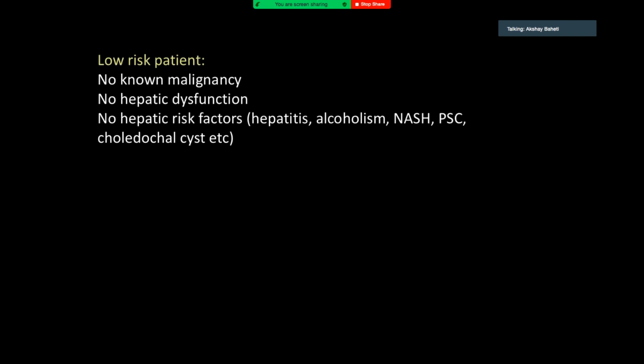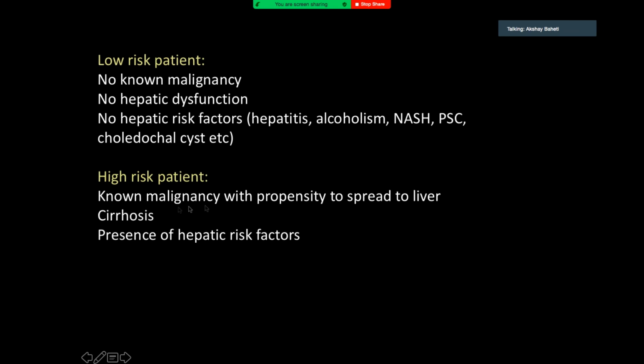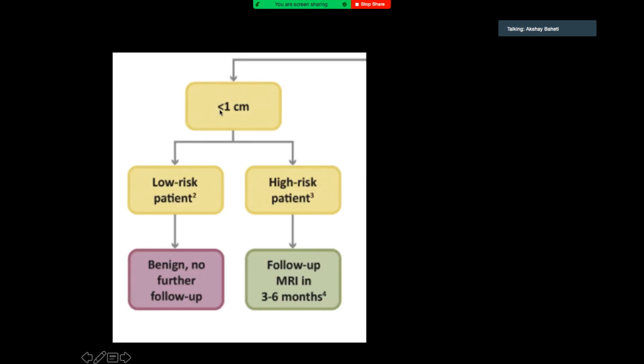There are some guidelines by ACR on how to manage incidentalomas, meaning in a normal patient. Not something you see in Tata, but outside, a normal patient. They say there's low risk or high risk. Low risk is no known malignancy, no hepatic dysfunction, no risk factors, no hepatitis, alcoholism, NASH, etc. Versus a high risk patient, that is a known malignancy or cirrhosis.